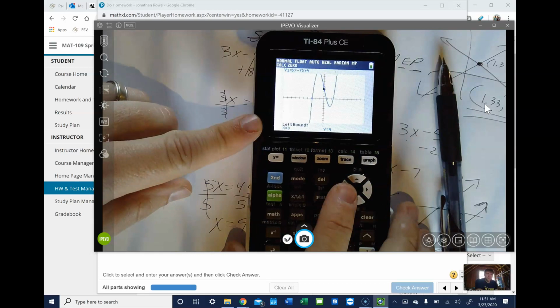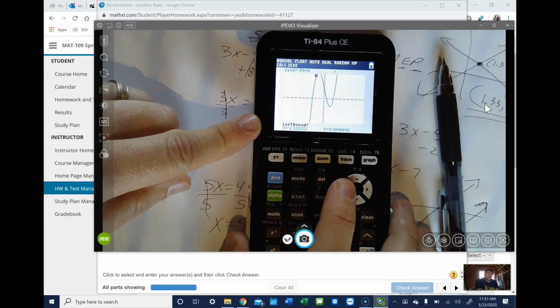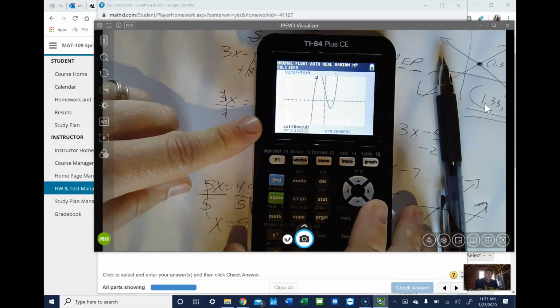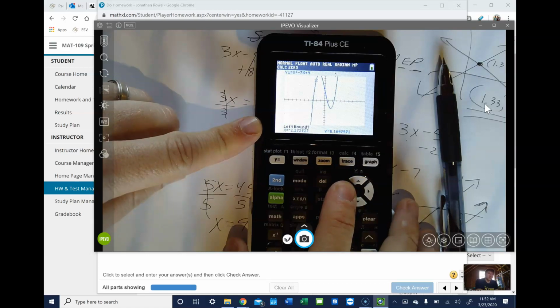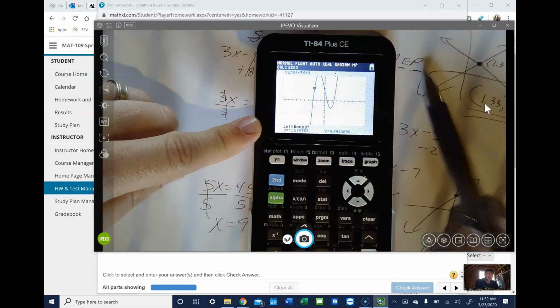Now, the calculator needs you to communicate well with it. It asks you some questions. It says left bound. And the calculator's saying, look, this thing can have x-intercepts all over the place. It could have a lot of them. I need to know which one you want me to find. So it's saying, how far to the left do you want me to look? So I'm going to click to the left. And let's say I want to find this one first.